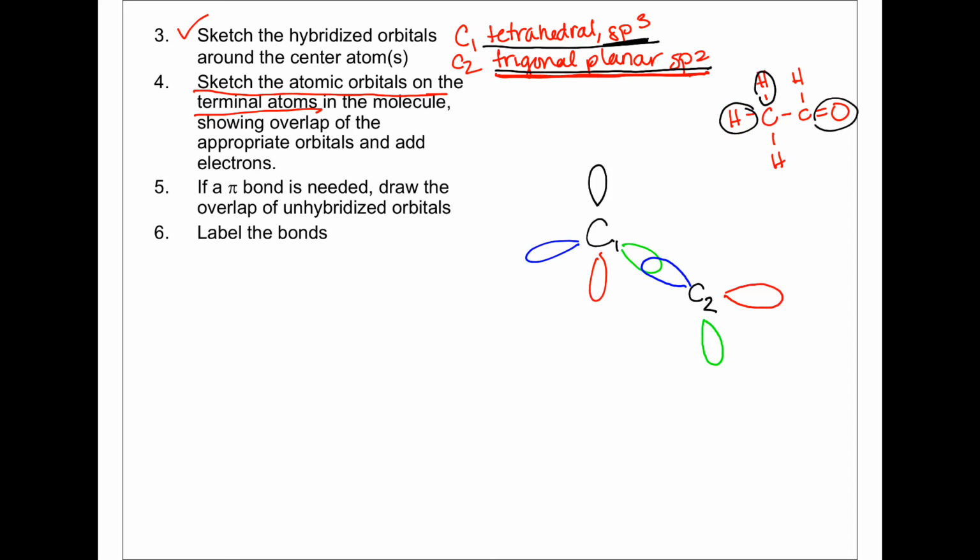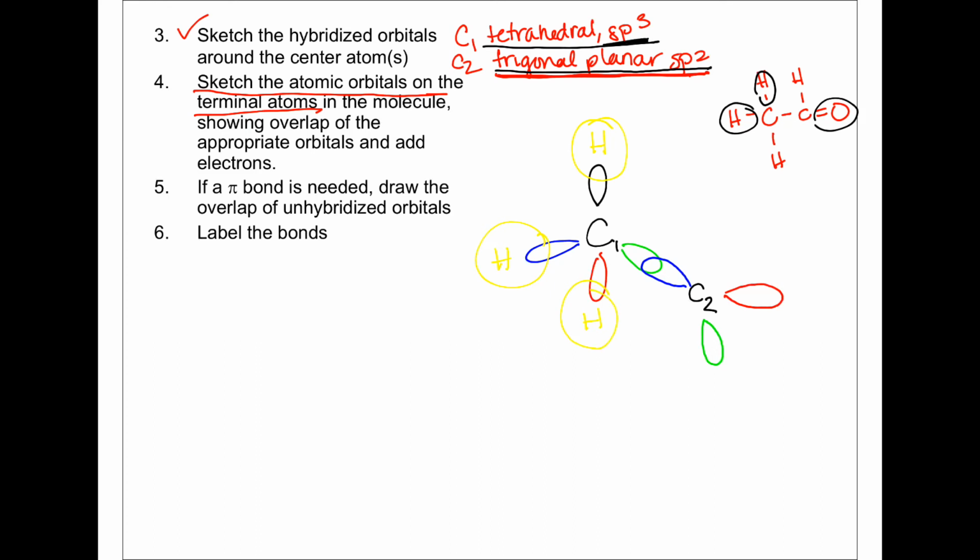To do that, we need to look at where those atoms are on the periodic table. Hydrogens are in the s block, so they are going to overlap with their s orbitals. And so when I draw my hydrogens, I'm drawing spherical s orbitals around them.